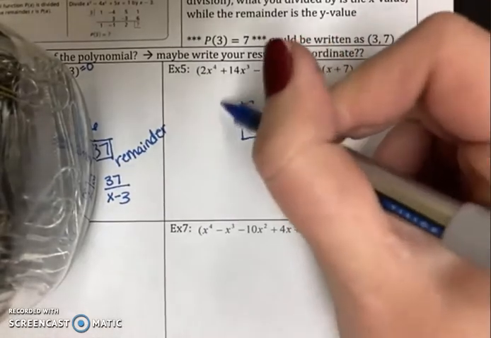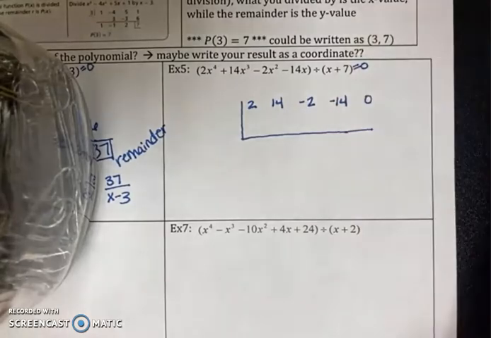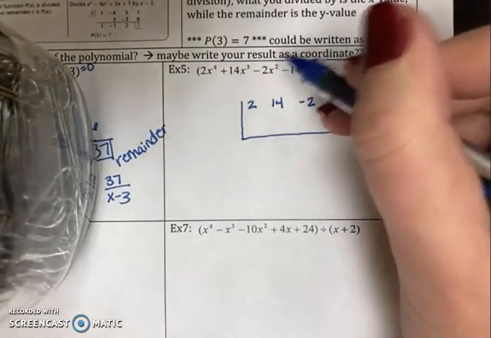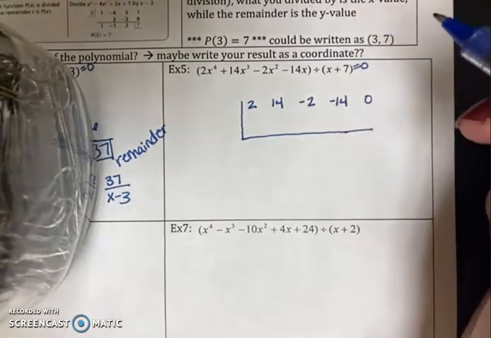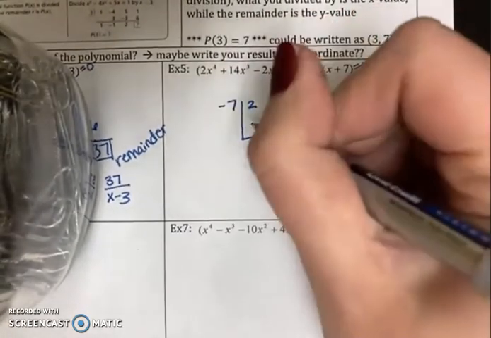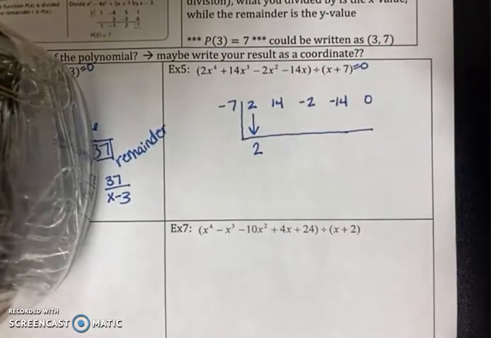The number that goes on the outside is going to be the divisor set equal to 0. So x plus 7 equals 0. To solve that, we would subtract 7 from each side, leaving me with x equals -7. Synthetic division, you bring down that first number, and then we multiply, add, multiply, add.